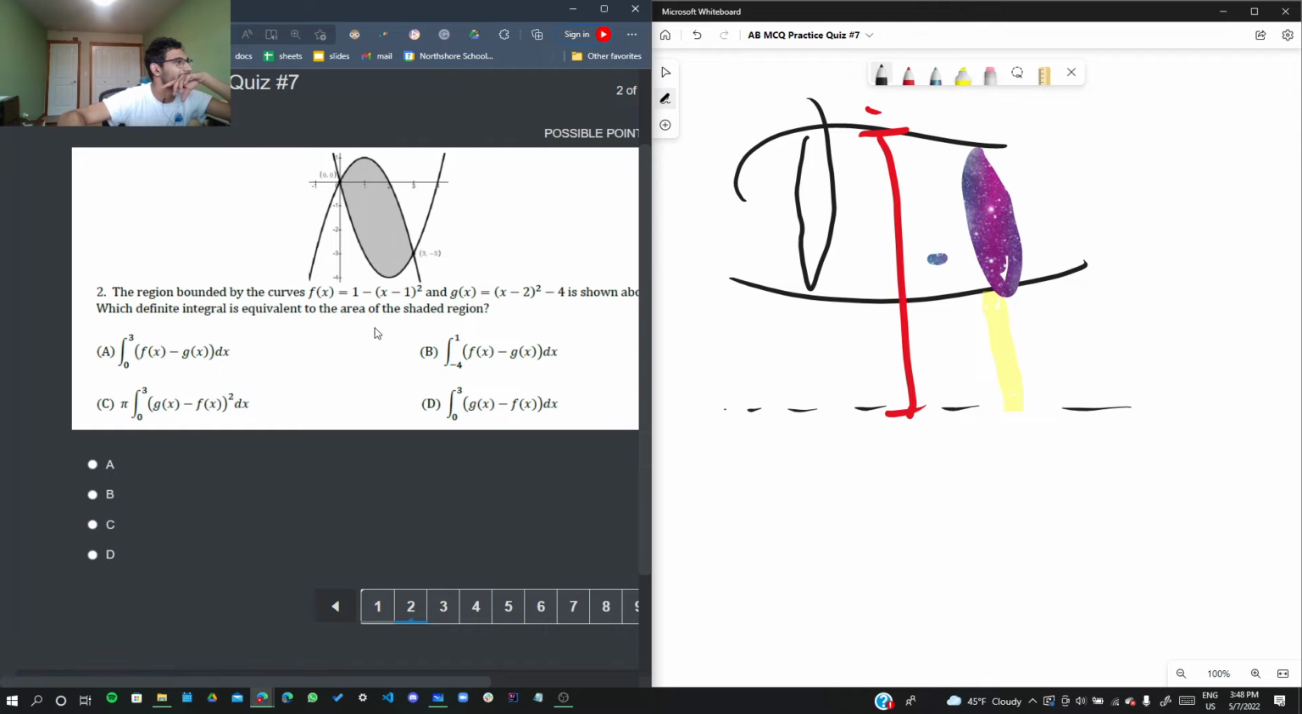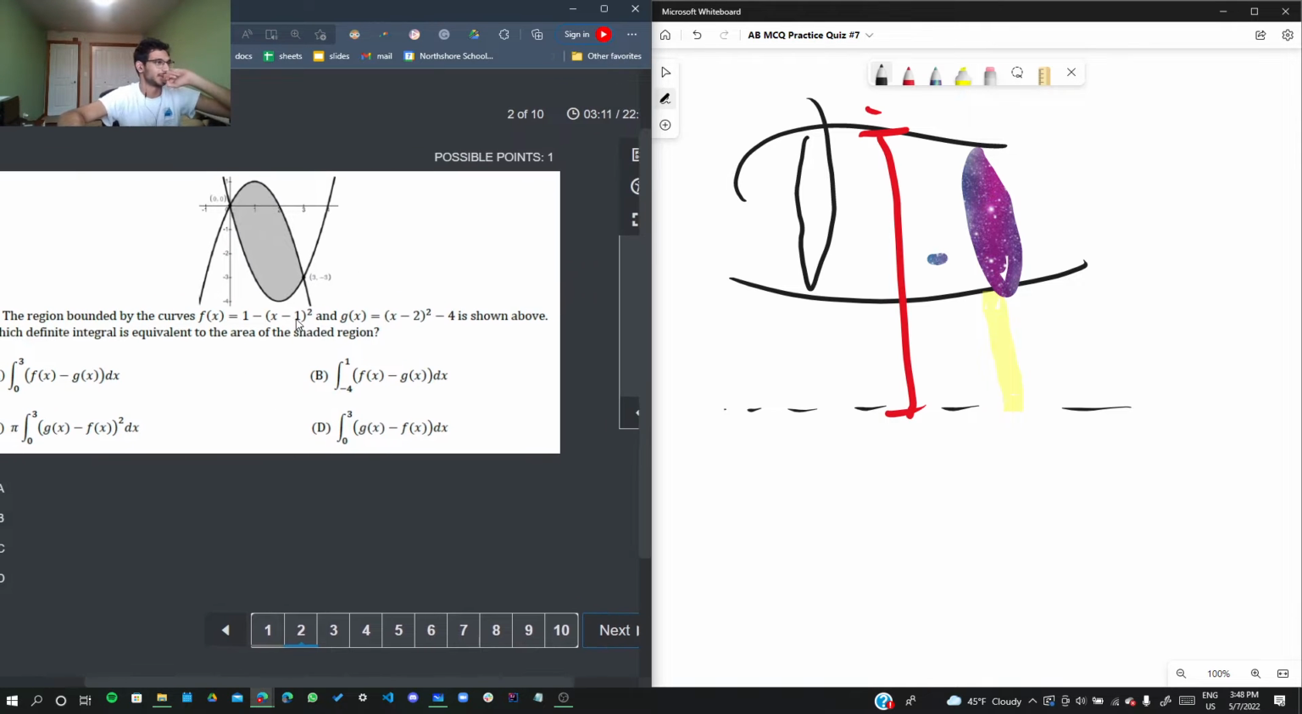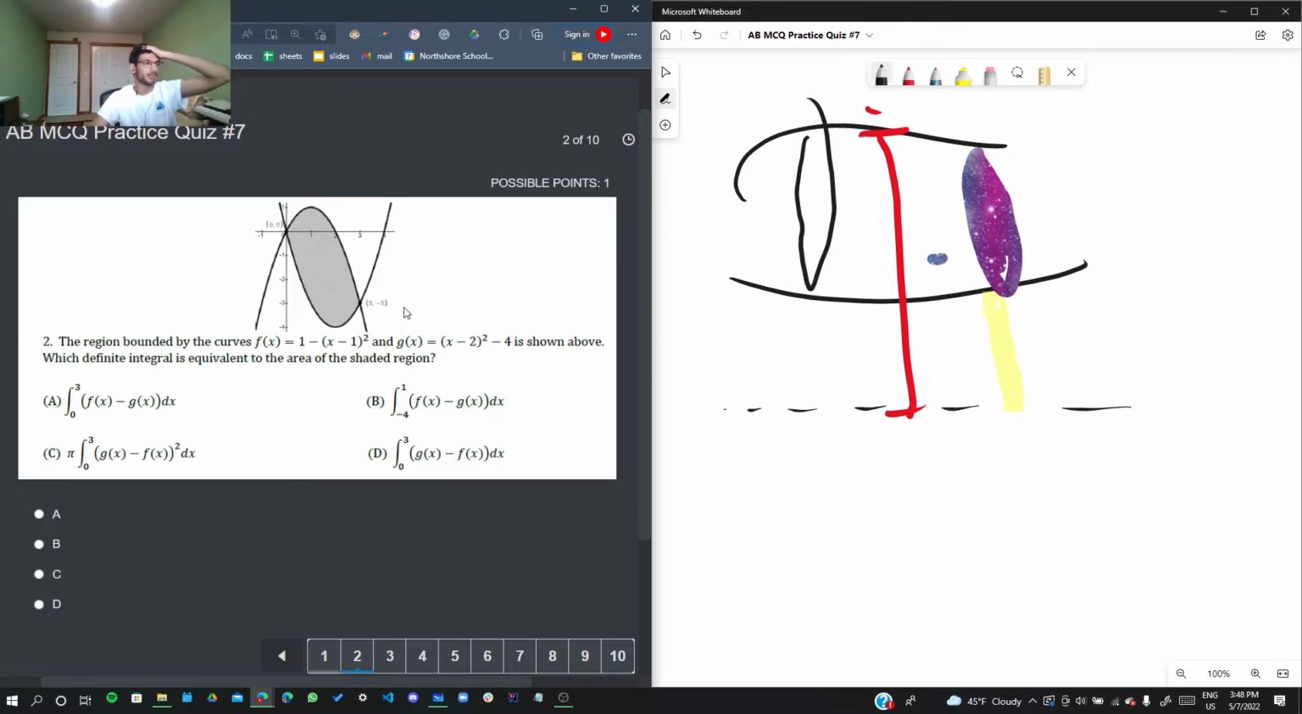This is a weird one. That's okay. You can miss quite a bunch of questions on this. Okay, the region bounded by the curves f of x and g of x are the following. The definite integral is equal to the shaded region.